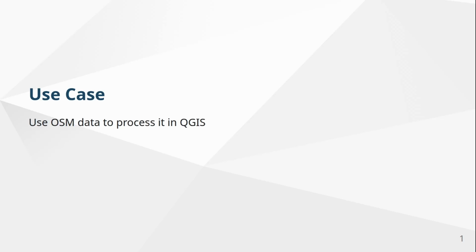Hello and welcome. So the topic of today is how to use OSM data and process it in QGIS. So you probably have a QGIS installation and now you want to import OpenStreetMap data into QGIS. So how do you do that?